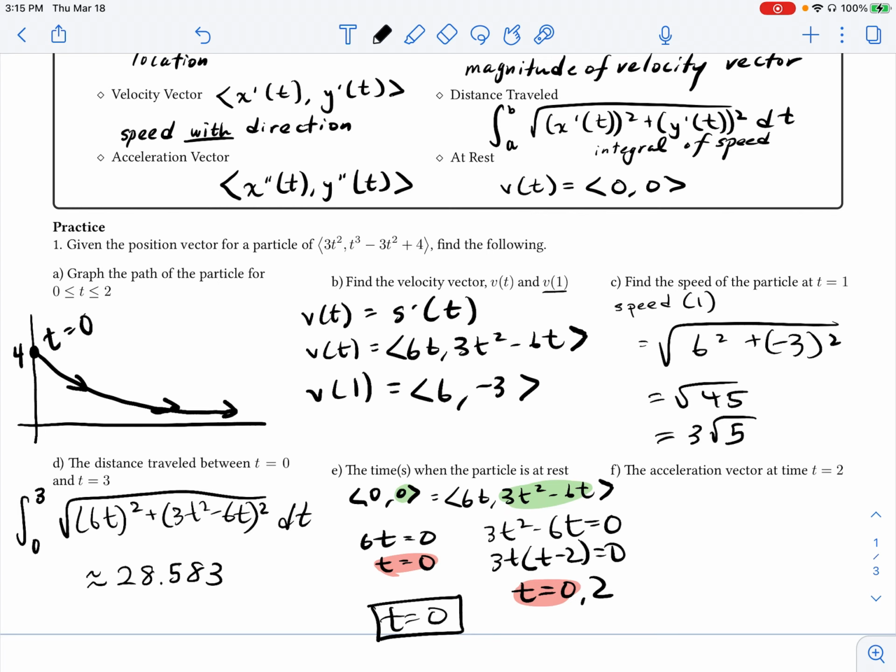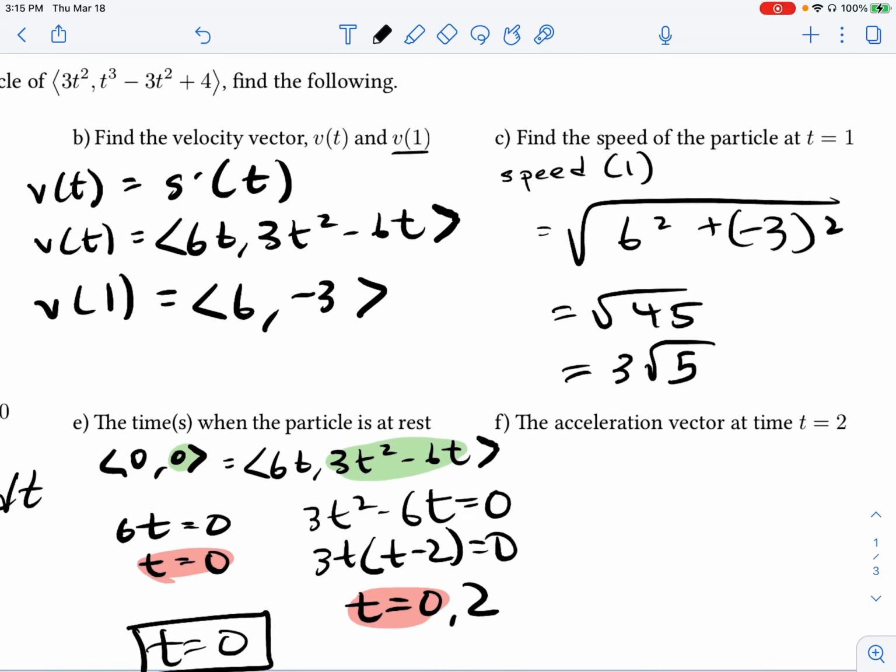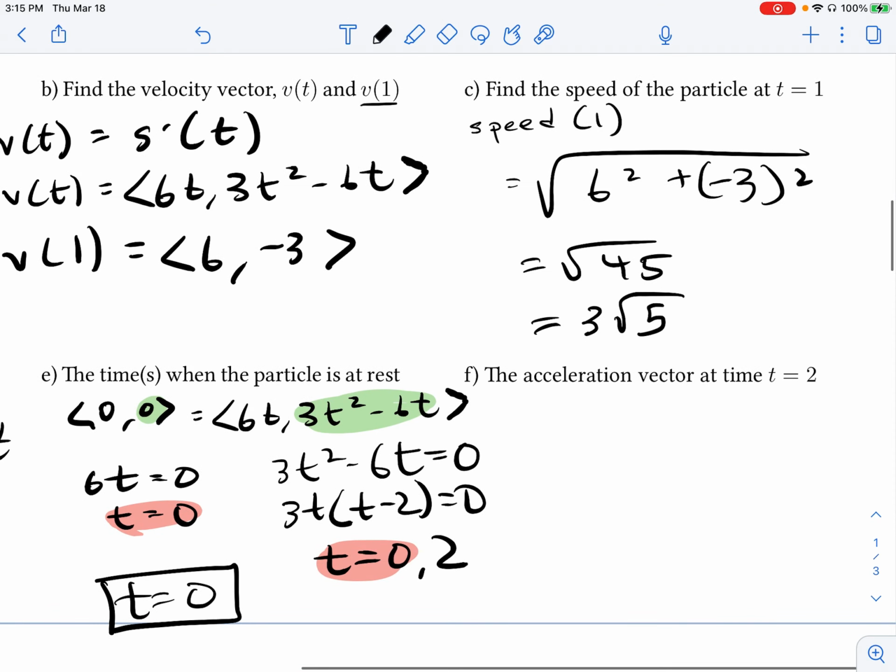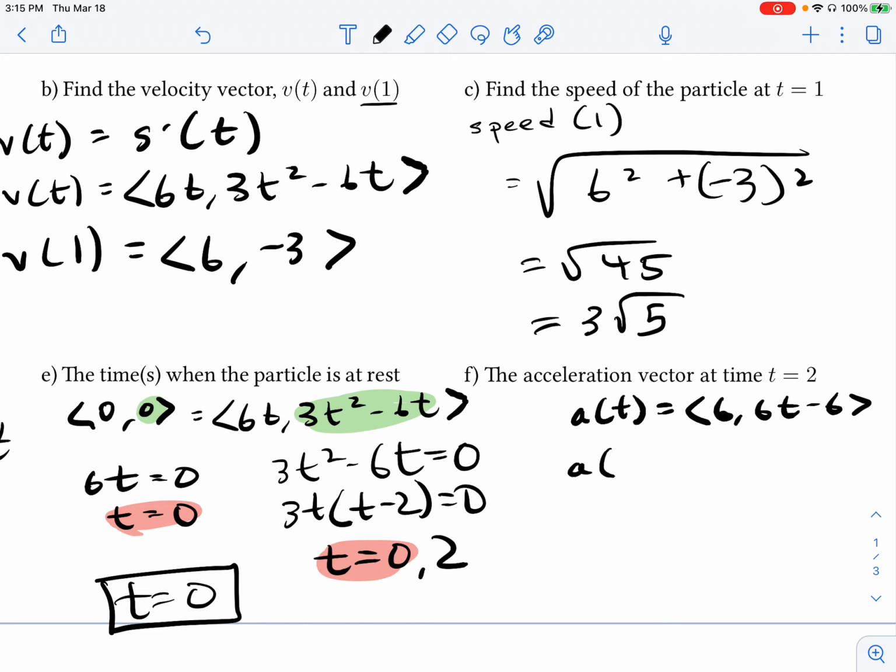And finally, what is the acceleration vector at time t is equal to 2? Well, we would say a of t is equal to 6, 6t minus 6, which is just the derivative of our velocity vector again. And we're going to evaluate that at t is equal to 2, which means we just get 6, and 12 minus 6 is just 6. So we get that there.